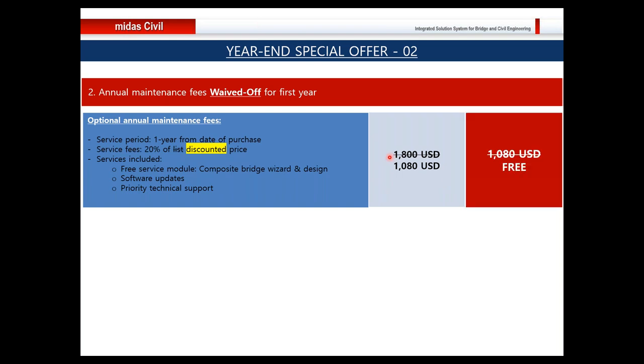And we are providing free annual maintenance services for the first year. So we are basically waiving off the annual maintenance fees for the first year, which in a way provides an additional discount of 20% in addition to the 40% discount that we have provided in the first offer.